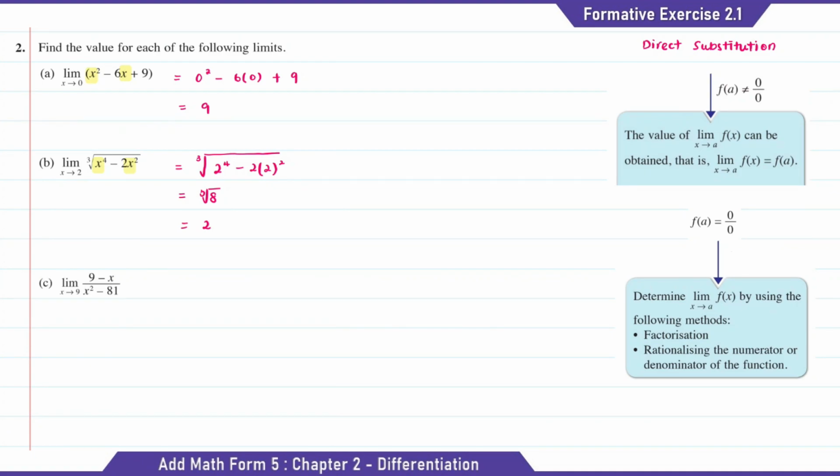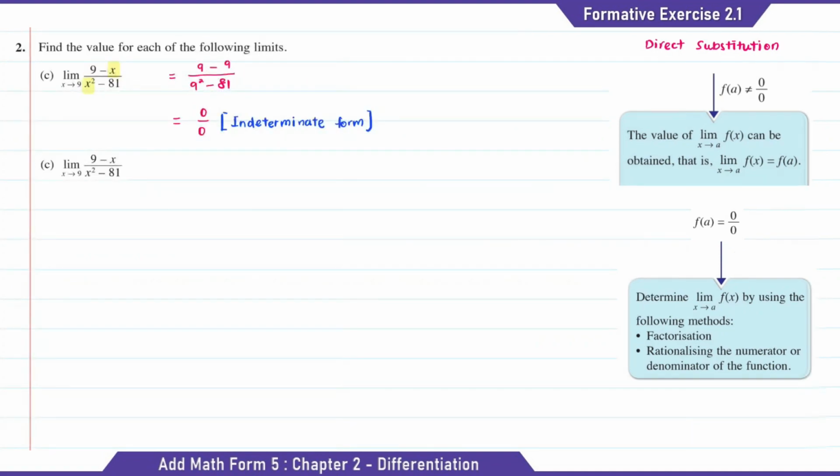Question C. Here the x approaches 9. Therefore, I'm going to substitute here the x with 9. The answer of this is equal to 0 over 0, which is known as the indeterminate form. To find the limit value for C, here we need to use the factorization method. So here, for the 81, I can write this as 9 squared.